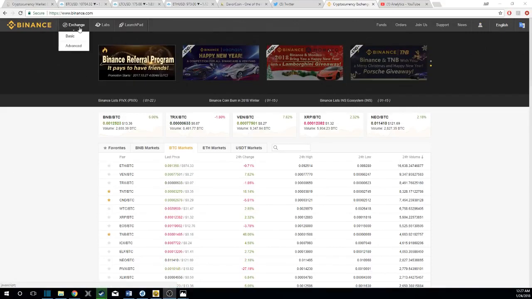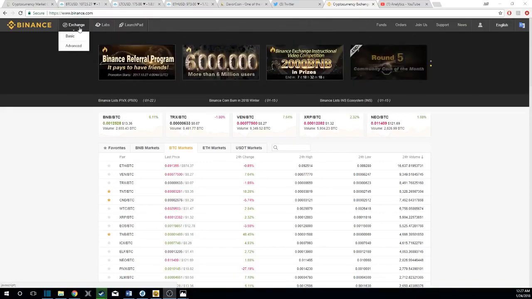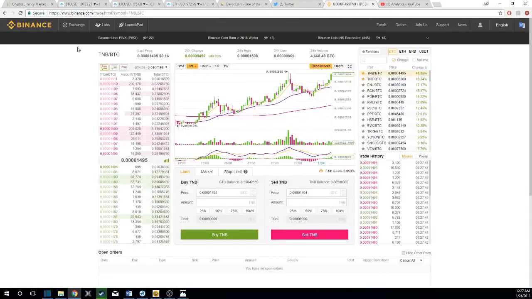So once you sign up for Binance and make your first deposit, you're gonna have to decide which exchange to use. Now they're the same exact thing, it's just a different user interface, different looks. So there's a basic and advanced version. Personally, I like the advanced, but we'll get into that in just a second. This is what the basic looks like.